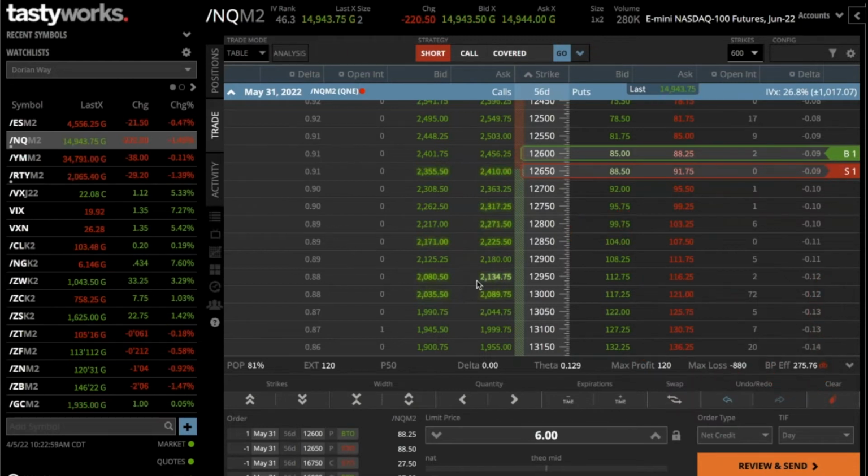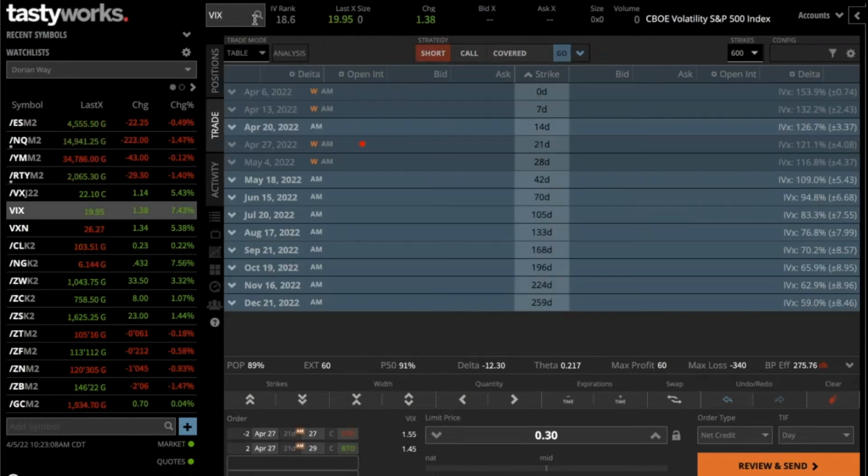So RTY is the first trade. NQ is the second trade, and then our third and final trade that we're going to look at is what we call the VIX. Okay, now the VIX is the volatility index. It's nicknamed the fear index because when the market is going down, almost 100% of the time, the VIX is going up. The VIX is the fear index. The VIX is the most popular volatility index. It's associated or attached to the S&P 500, the broad market.